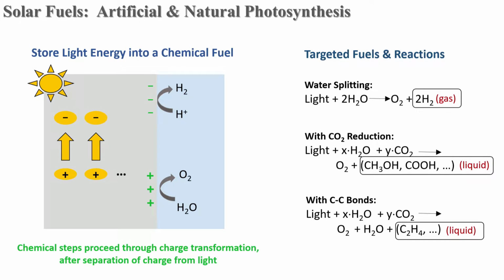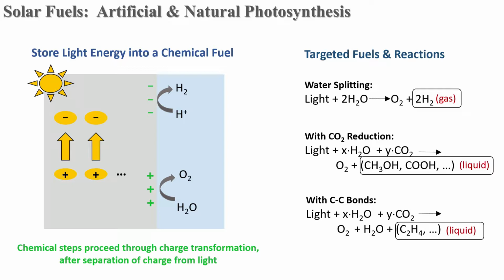Now, for photosynthetic processes, some of the targeted fuels and reactions are the following. There's water splitting, where the fuel that's evolving is hydrogen gas. If you combine that with CO2 reduction, what you can get are alcohols such as methanol, so you get a liquid fuel. And there are also higher octane fuels that you can get as well. All of these processes are essentially electrochemical transformations, initiated by charge.